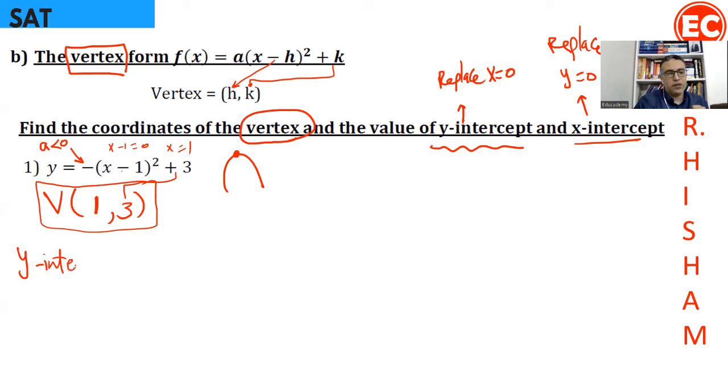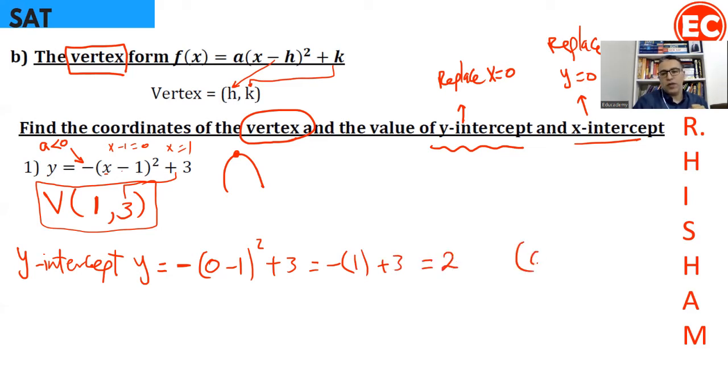To find the y-intercept, I will say that y is equal to negative, replacing x with 0, (0 - 1)² plus 3. So negative 1 squared is 1, plus 3, so it's equal to 2. So the y-intercept is (0, 2).